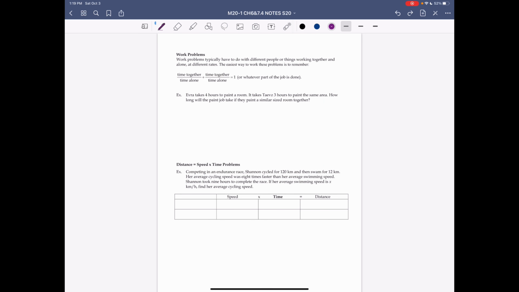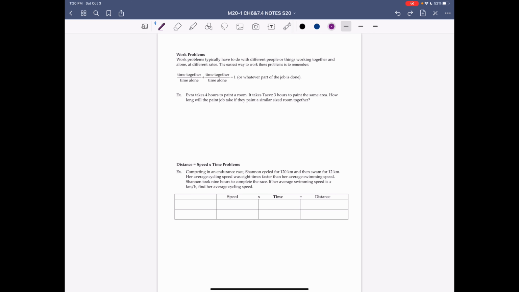Onto some word problems. I personally think these are the most challenging type of word problems in the course, but they all kind of follow a similar process. So if you can remember the generalizations, that might help. Two types of problems we have. The first one is work type problems. Work problems typically have to do with different people or things working together and alone at different rates.